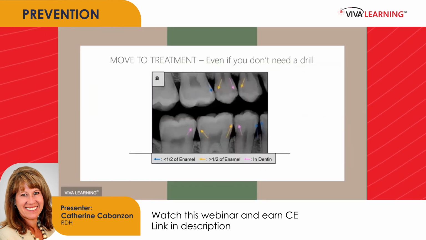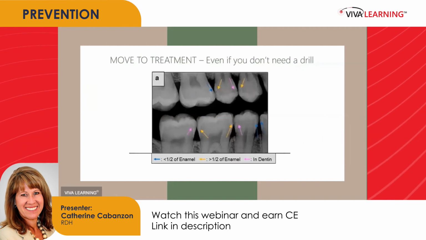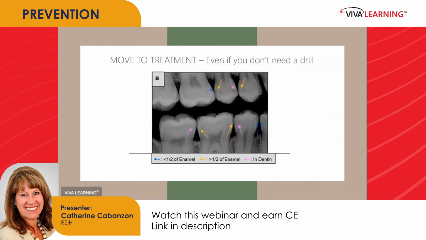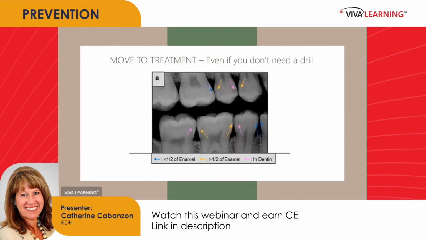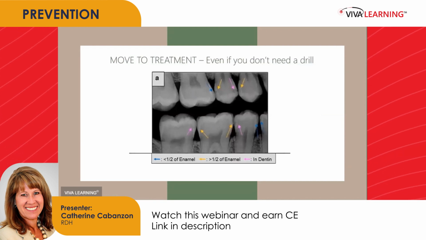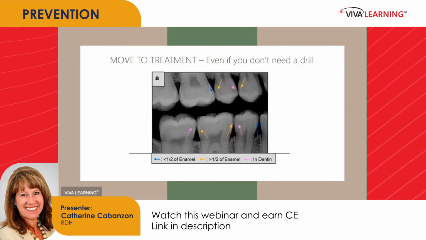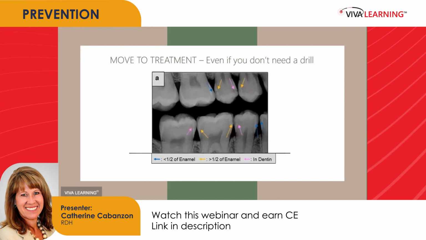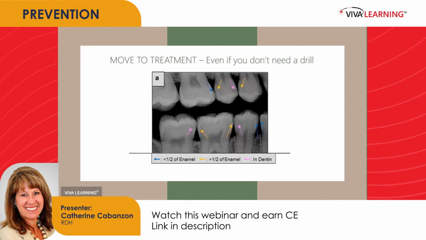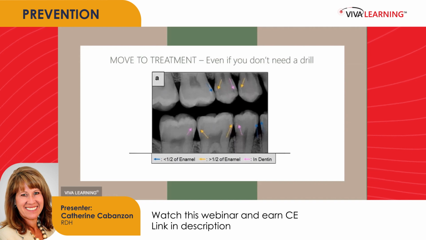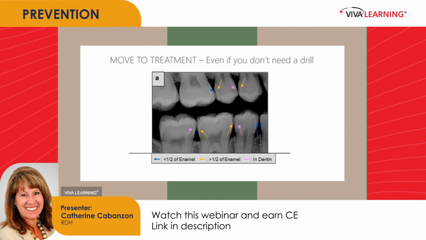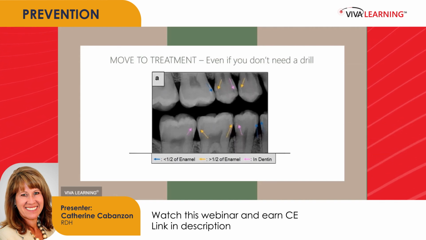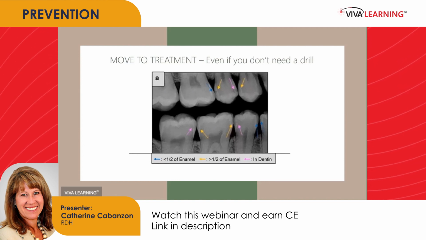So looking here, we move to treatment even if you don't need to drill. We'll have here one of these lesions in the blue, where the blue arrows are, where it's less than half into the enamel. Where the yellow is, it's greater than half in the enamel, but we can still remineralize at that stage and prevent and monitor. And then, of course, your pink is already in the dentin, so that's where they would consider to cavitate.